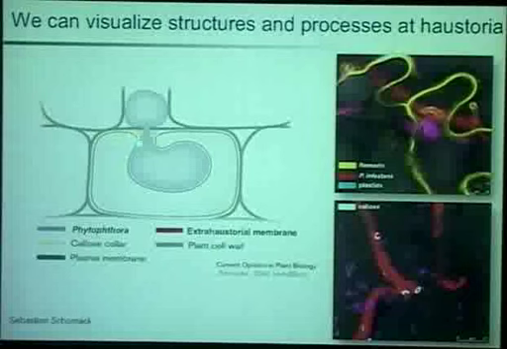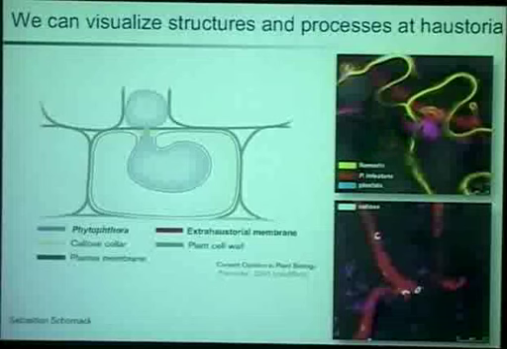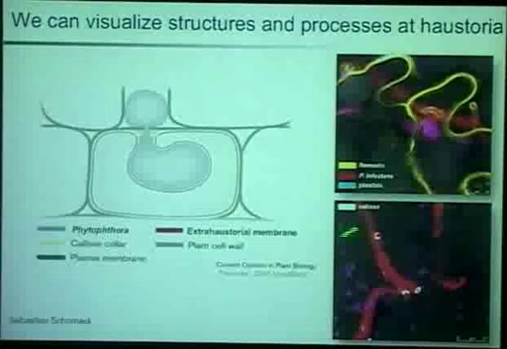So again, the haustorium, there's a membrane that surrounds the haustorium, and this is probably plant-derived. And you can see here that remorin, which is a plant membrane-associated protein, very nicely wraps around the haustorium. And then the base of the haustorium is labeling with callose, but not the rest of the haustorium.